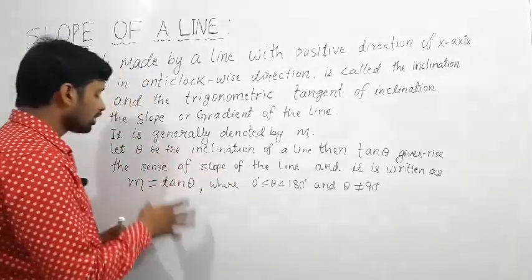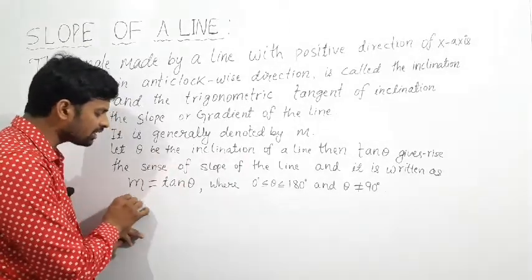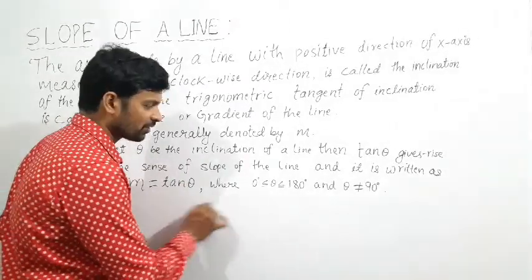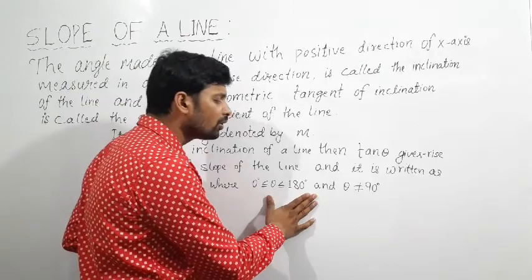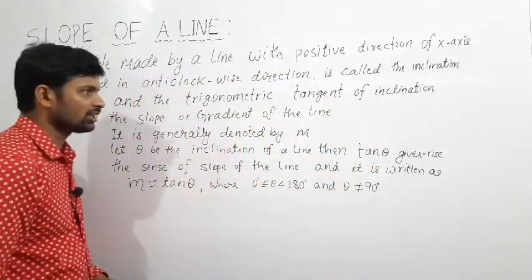So, if theta is the inclination of a line, then tan theta is called the slope of the line, and we write it as m equals tan theta, where theta can vary from 0 degree to 180 degree except 90 degree. Theta cannot be equal to 90 degree.